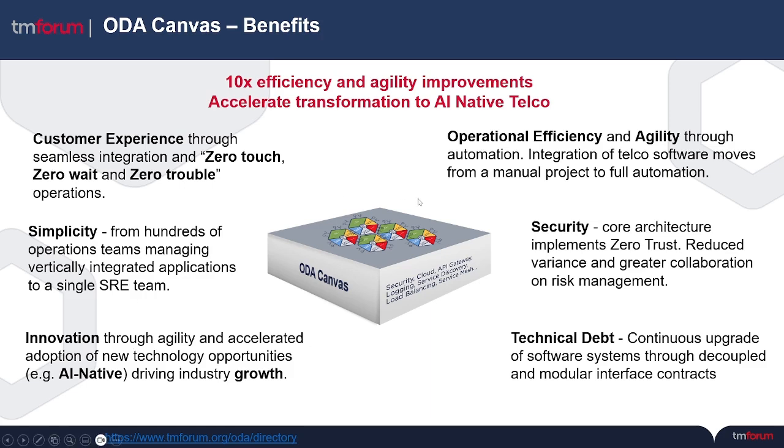Overall, we believe this could give us a 10 times efficiency and agility improvement. So we're not doing this for a 30% improvement in our agility and efficiency. We believe this can give us a step change, an order of magnitude improvement in efficiency and agility, and also to accelerate the transformation to an AI native telco.